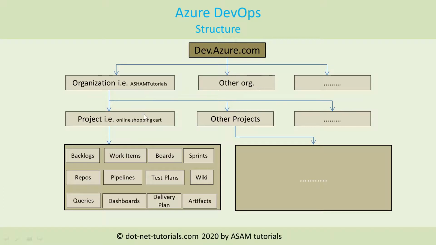The next step is, in a single project you will have multiple components. Take for example backlog, work item, boards, sprint, repository, that means the source code, pipeline, CI/CD, test plan, where you can automate your test plan, wiki, queries, dashboard, delivery plan and artifacts. So in a single project all these things will be available, and another project will have the same things. A completely different set will be available from project to project.